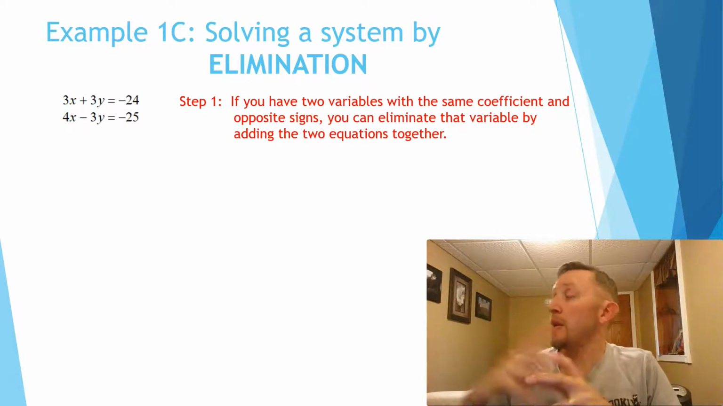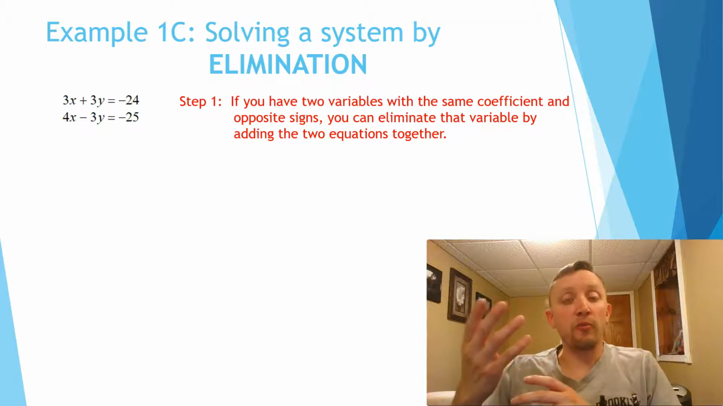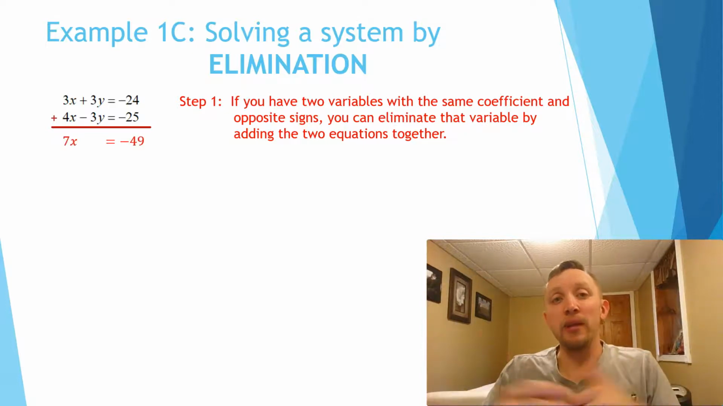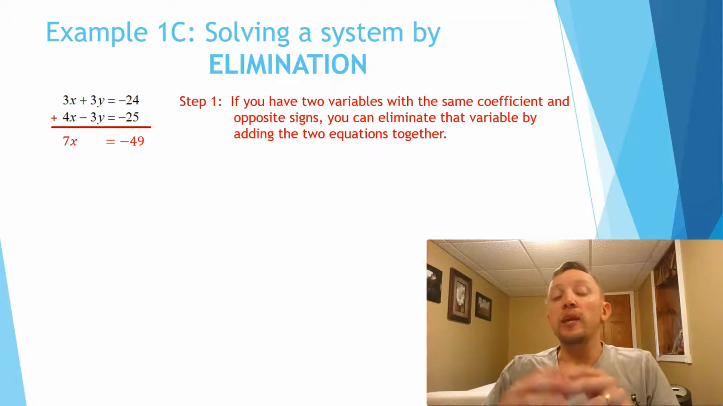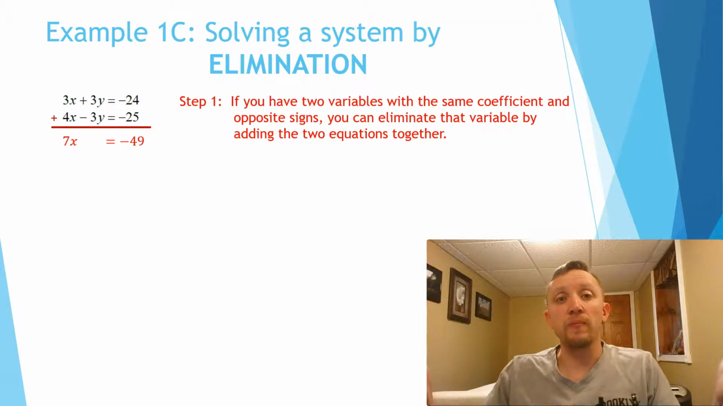So look at the example that I have here. If you notice, the y's have a 3 in the first equation and a minus 3 in the second equation. So what I could do is just add these together, and we're going to eliminate the y's, because we'd get 3x plus 4x would be 7x. 3y take away 3y is 0. It's nothing. But negative 24 plus negative 25, when we add those together, we get negative 49.